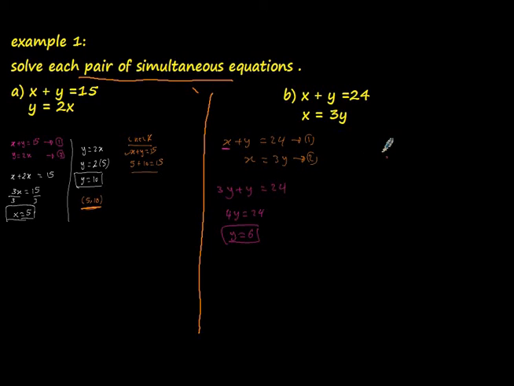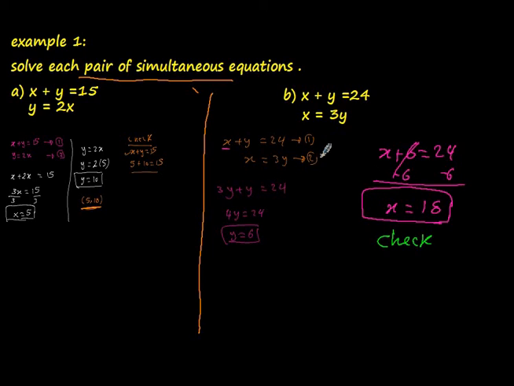So from equation number 1, I know that x plus y, and y is 6, equals 24. By subtracting 6 from both sides, x equals 18. Let me check this answer in the second equation. I know that x equals 3y. So the value of x, 18, equals 3 multiplied by y, which is 6. So the answer 18 equals 18. So guys, the answer is correct.